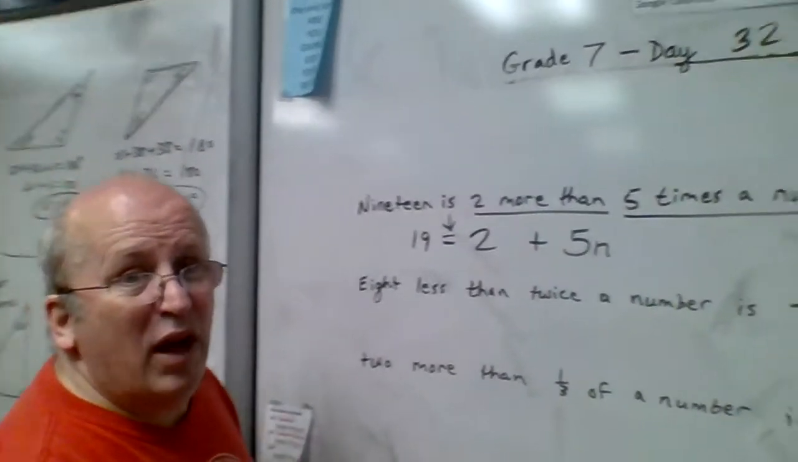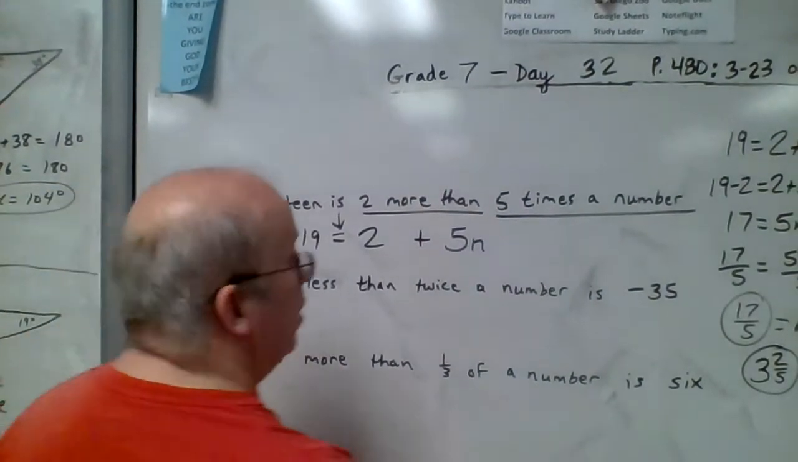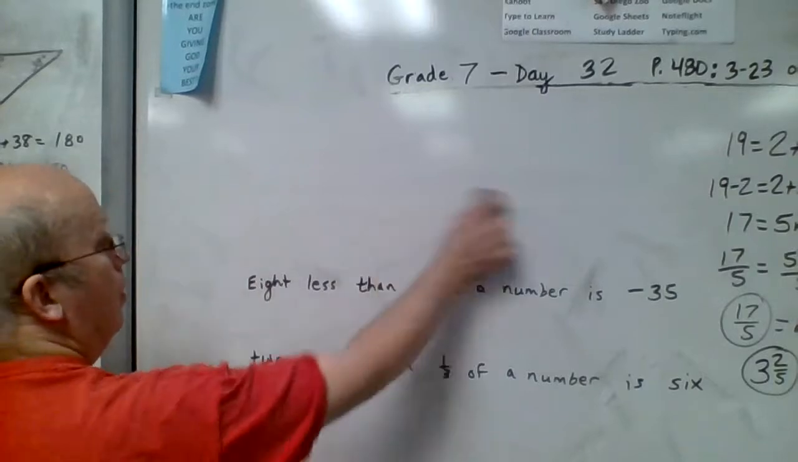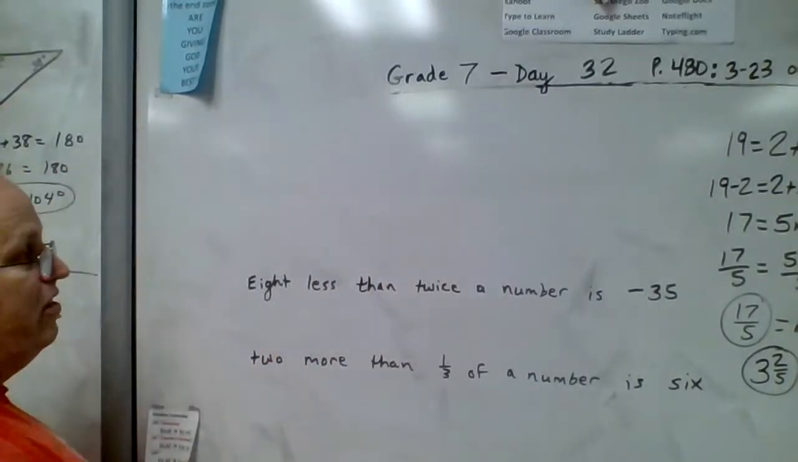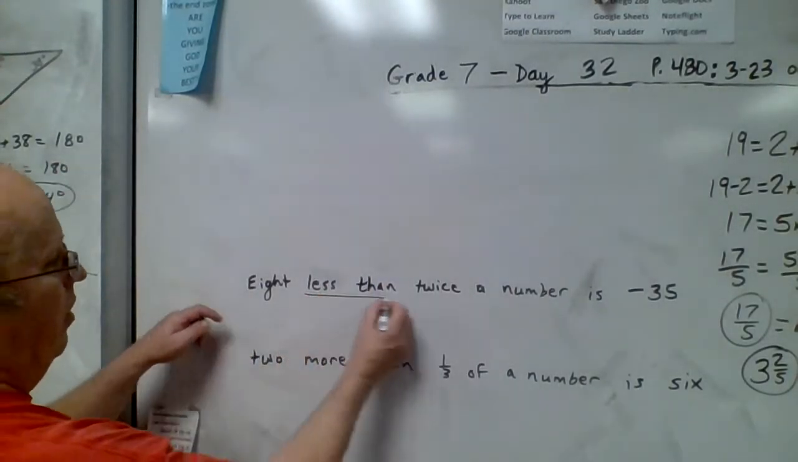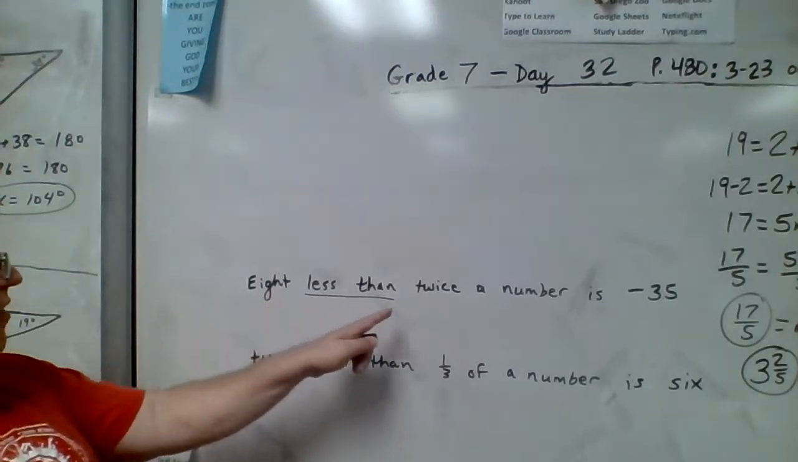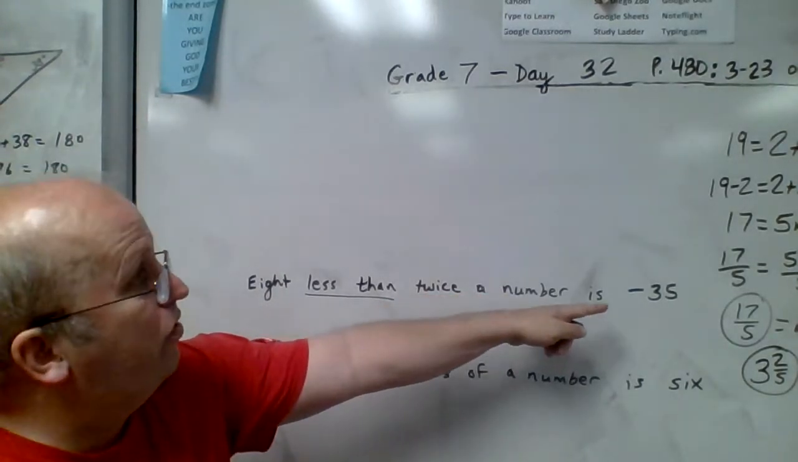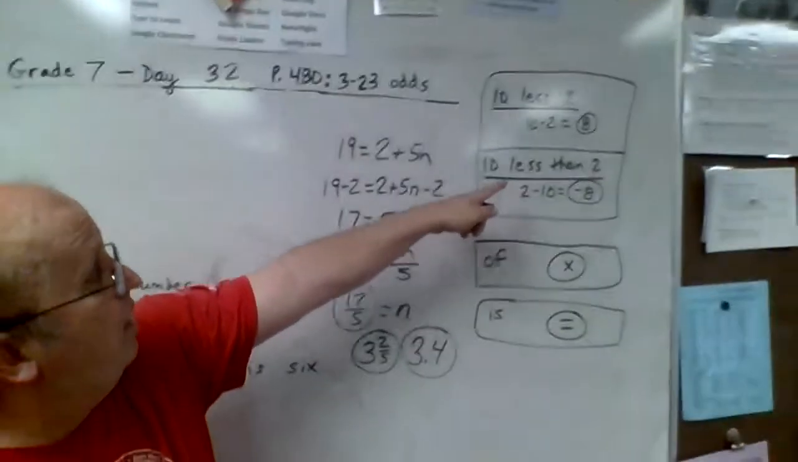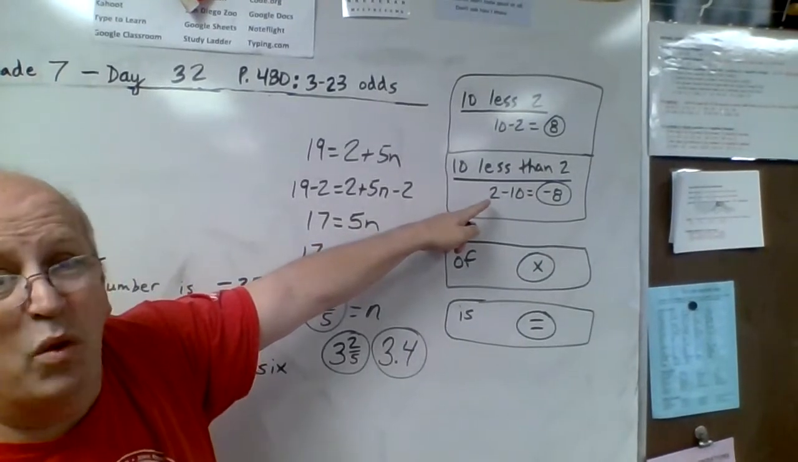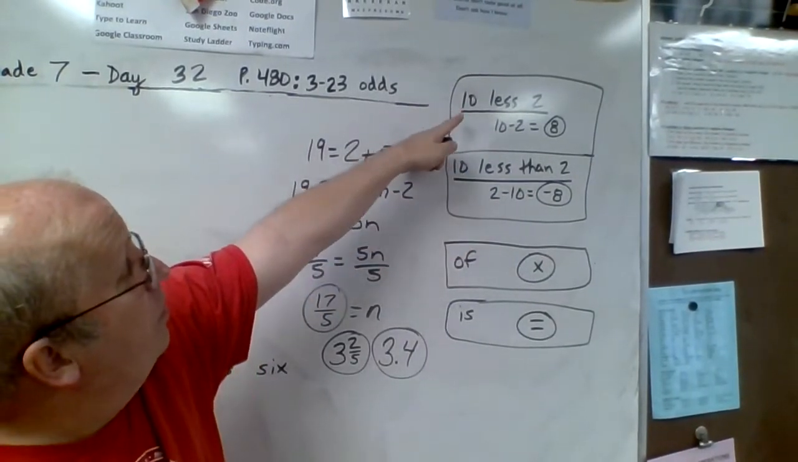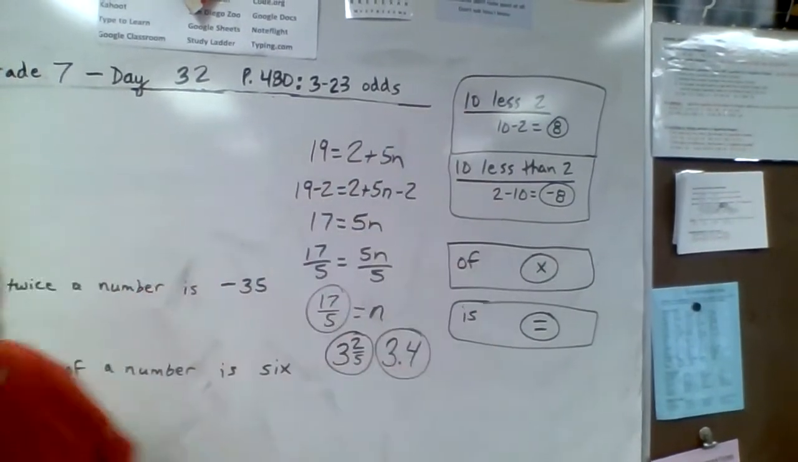Okay, let's move on to the next problem. 8 less than. Uh-oh. See that? Less than. 8 less than twice a number is 35. Remember what we said about less than? With less than, we flip the numbers. With less, we do not flip the numbers.